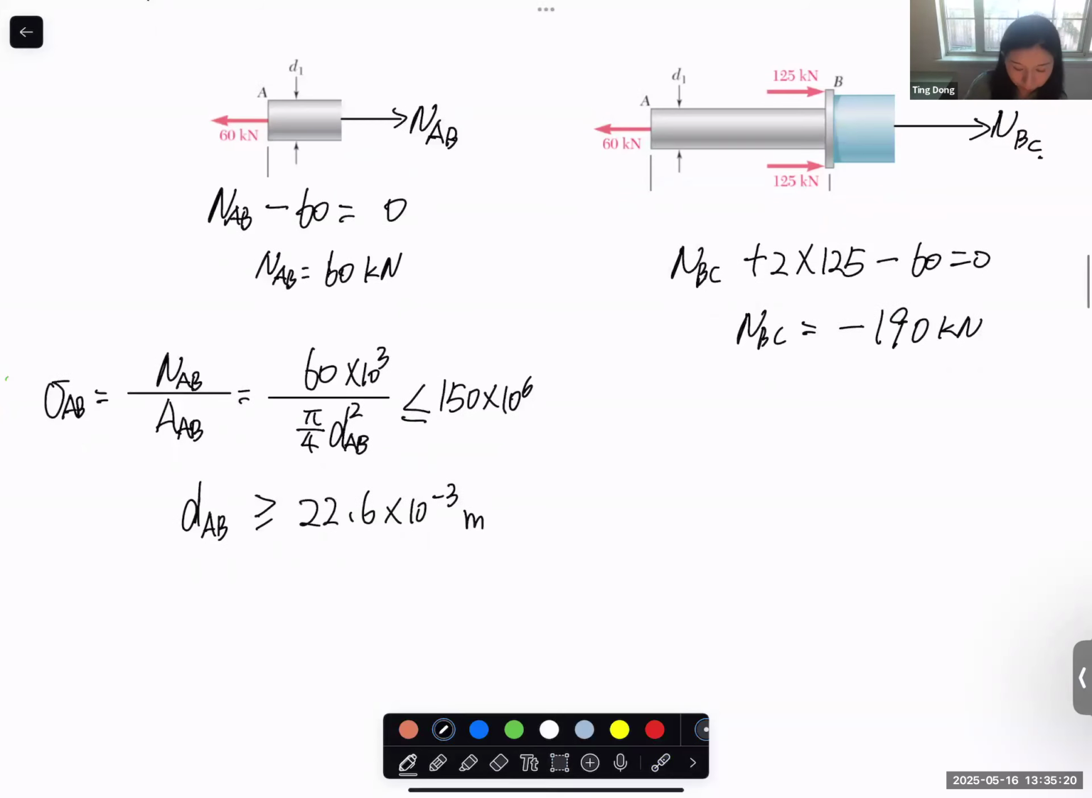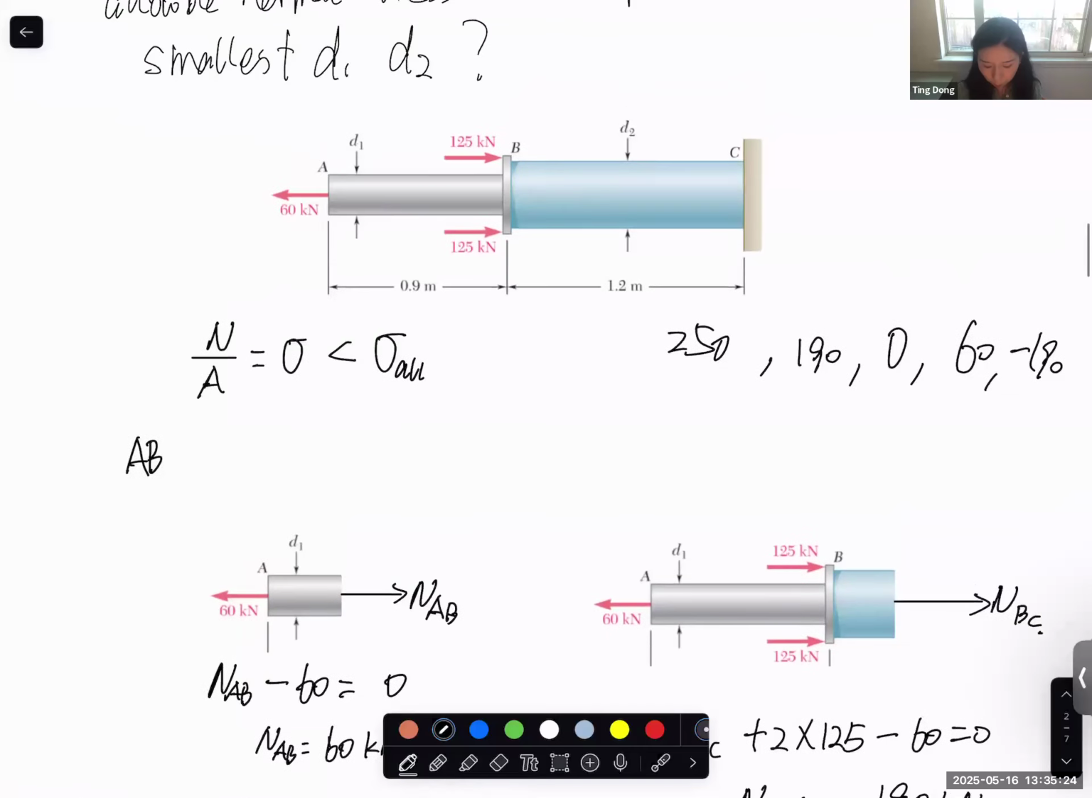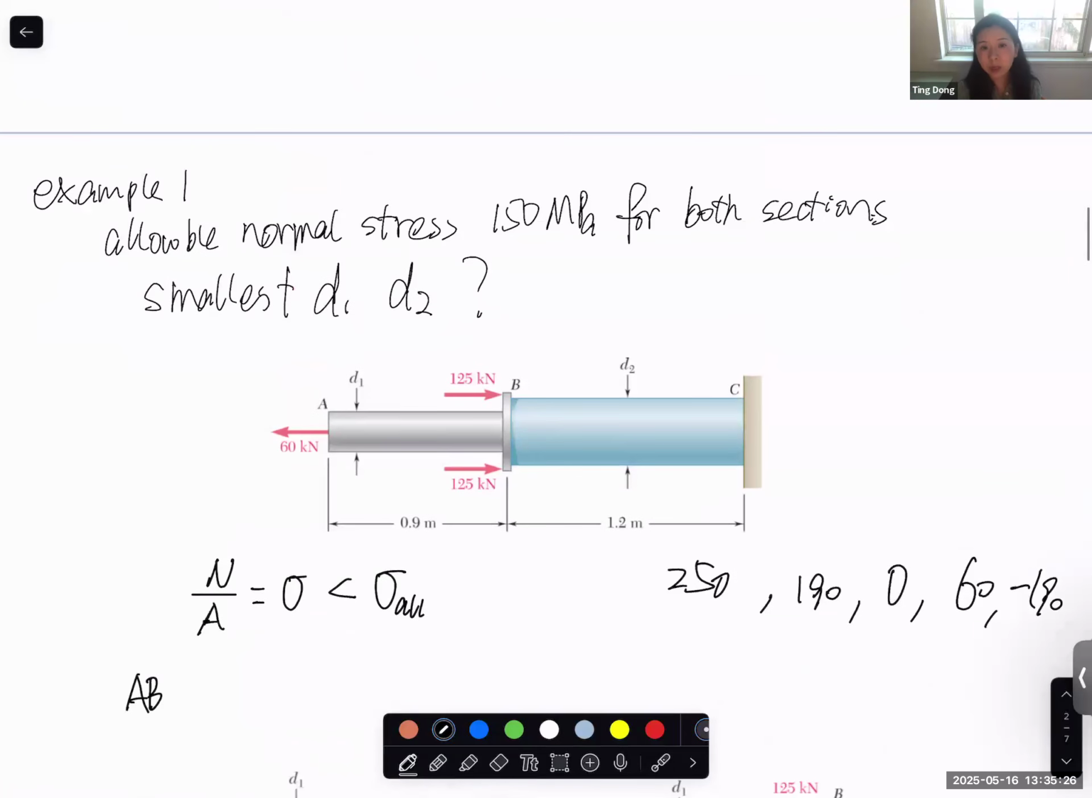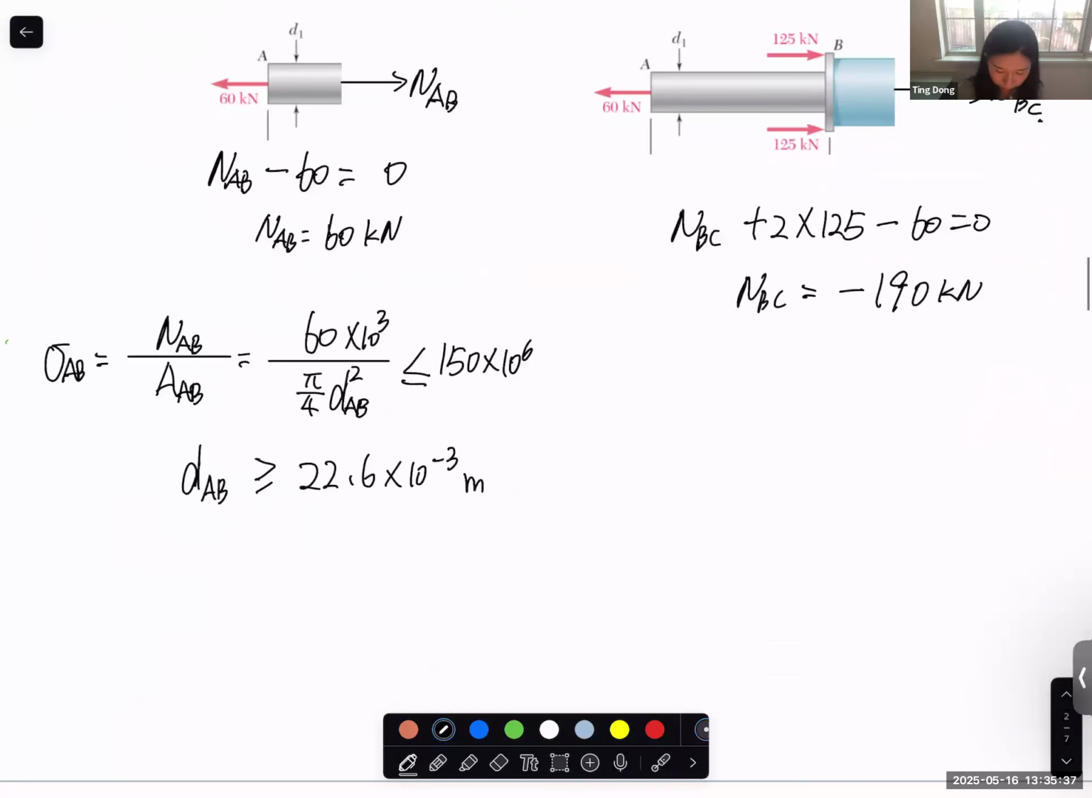So this is for the AB section, and then for the BC section, the same. But the only difference here is that when we say allowable stress is 150, it means that if the tensile stress is greater than 150, it will fail. If the compressive stress is greater than 150, it also fails. So here, when we do calculation, we just do the magnitude. So we are comparing the magnitude for failure.